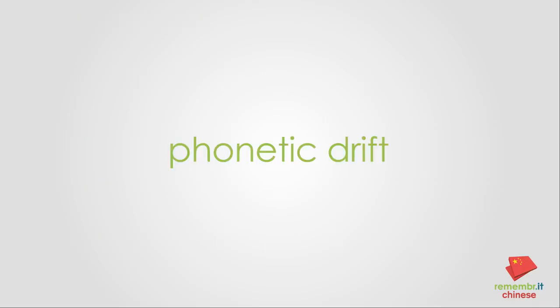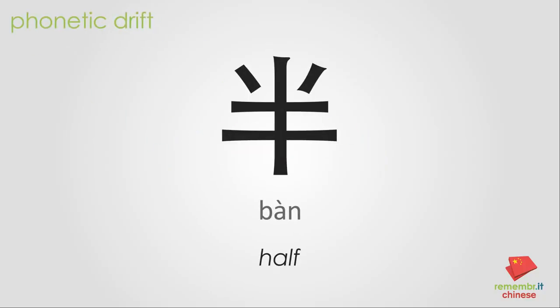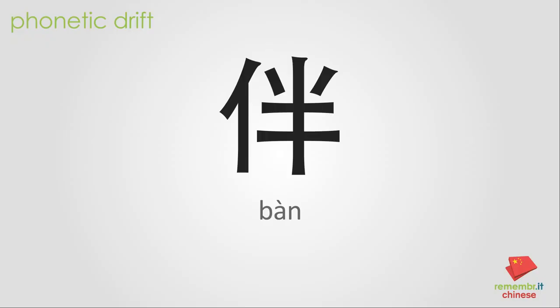The second gotcha is due to a concept we'll call phonetic drift, where the pronunciation of the phonetic component is modified between characters. Take the simple character 半 Using this character as the phonetic component, we can create a new character by adding the person radical, giving us the character 半 meaning a companion. So far, so good.